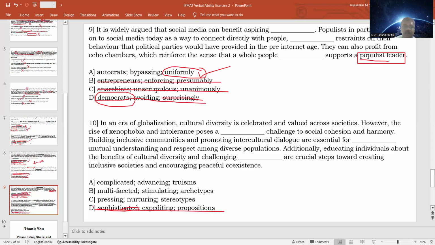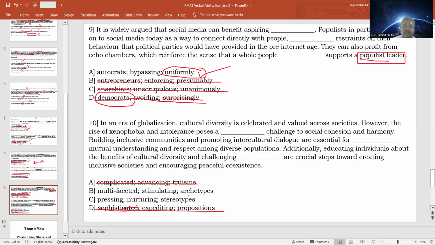So we are left with three options. And the last thing is additionally educating individuals about the benefits of cultural diversity and challenging truisms. What is a truism? Something that is essentially true. So do we need to challenge something that is essentially true? No. There is no need to challenge something that is fundamentally true. So this will not be a good answer, because truism is not the proper word here.